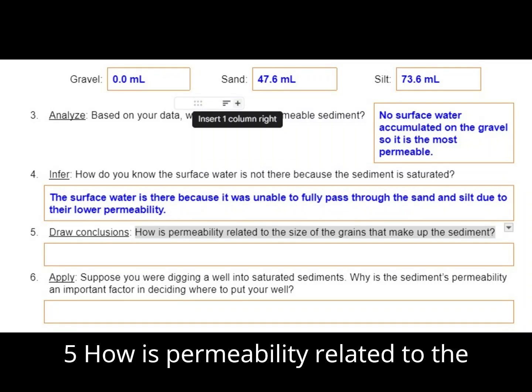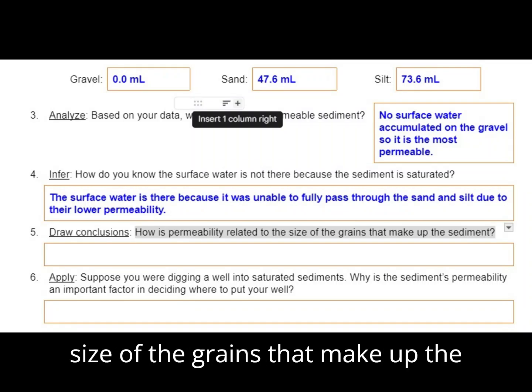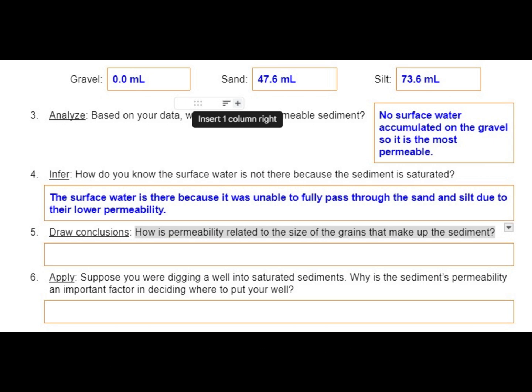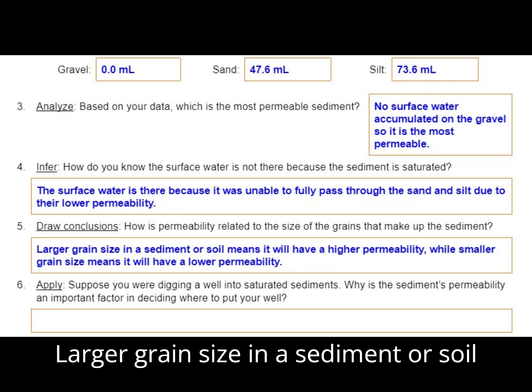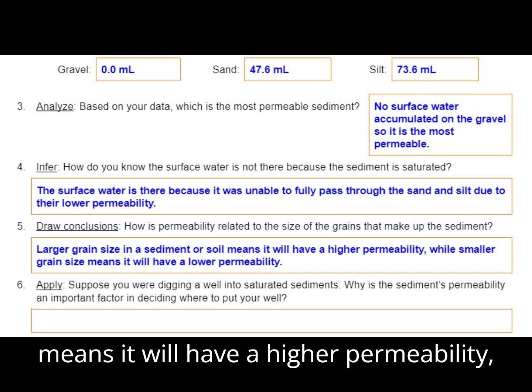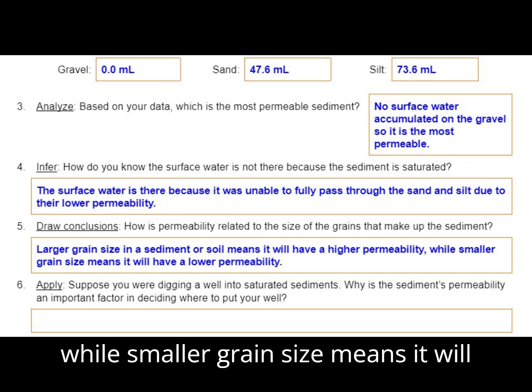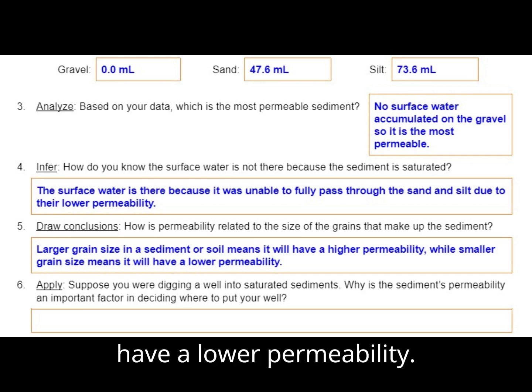5. How is permeability related to the size of the grains that make up the sediment? Larger grain size in a sediment or soil means it will have a higher permeability, while smaller grain size means it will have a lower permeability.